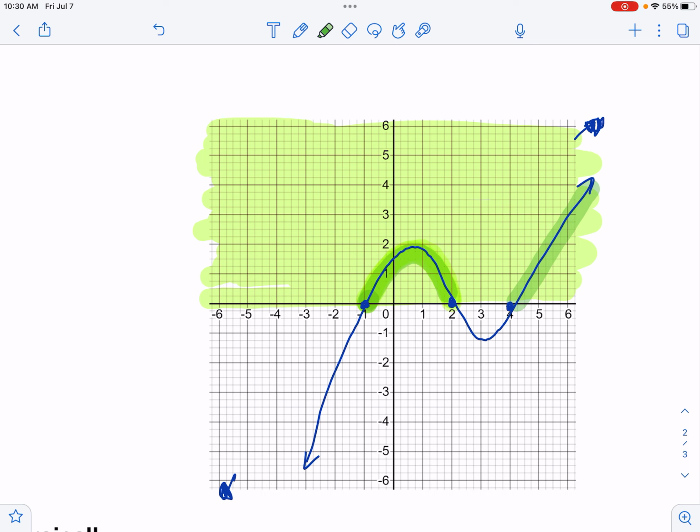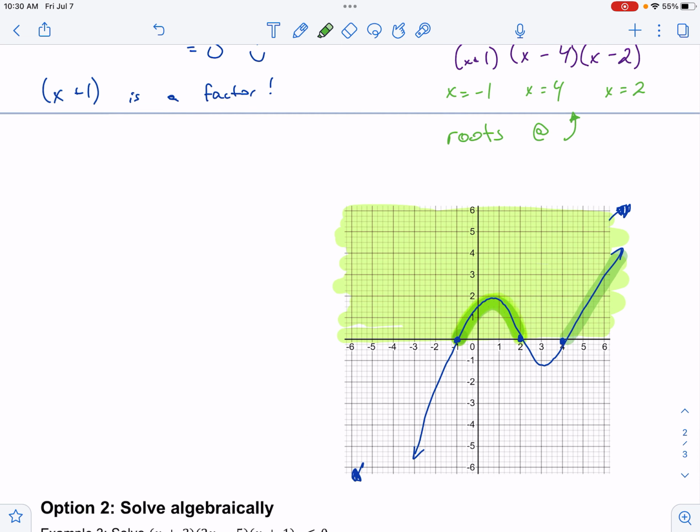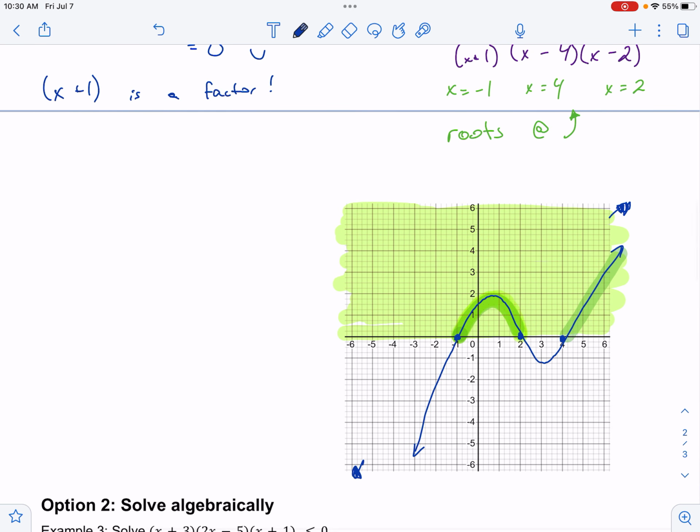So there are actually two moments when our graph is above the x-axis, or when it is greater than 0. The first one is going to be between negative 1 and positive 2. The second one is after 4, shooting off to positive infinity.